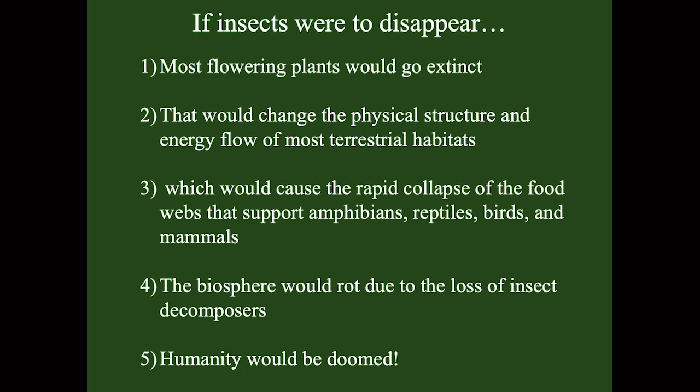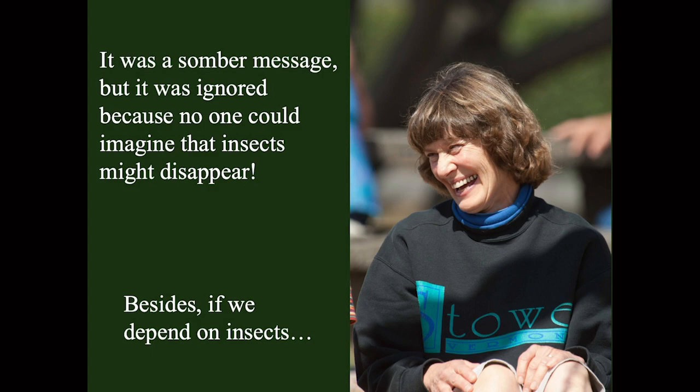First of all, most of the flowering plants on the planet would disappear. And that would essentially end food webs that support reptiles and amphibians and mammals and birds, so they also would disappear. It would cause the biosphere to slowly rot because the insect decomposers that turn things over very rapidly would be gone. And yes, humans would disappear as well. So it was a pretty somber message.